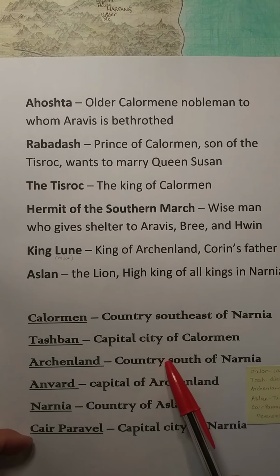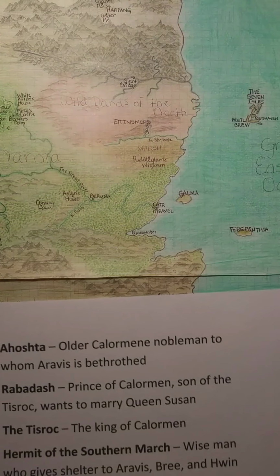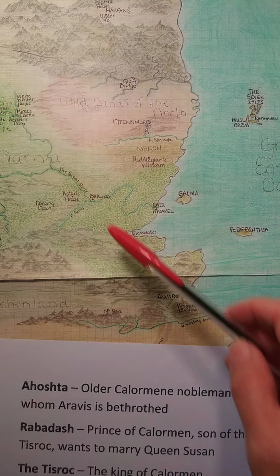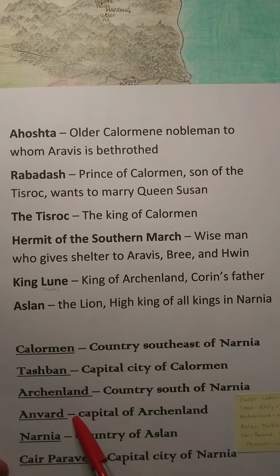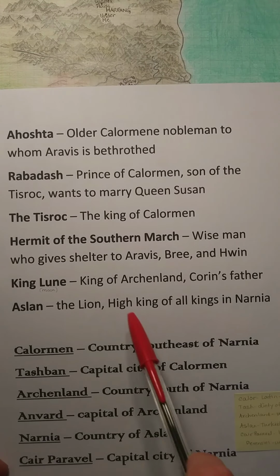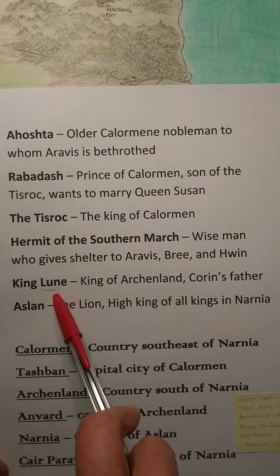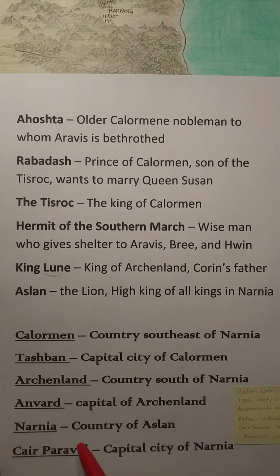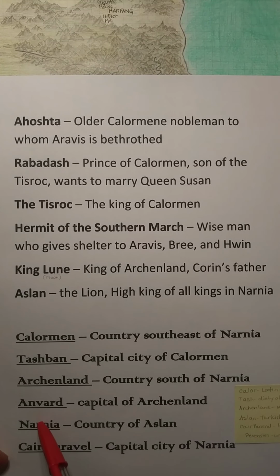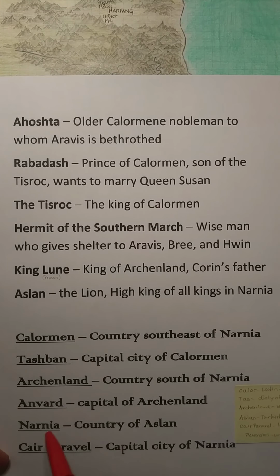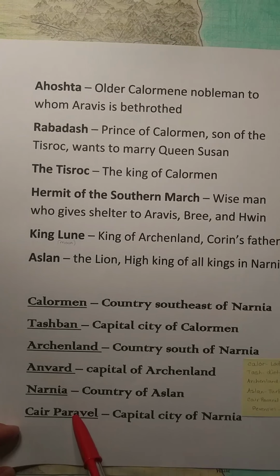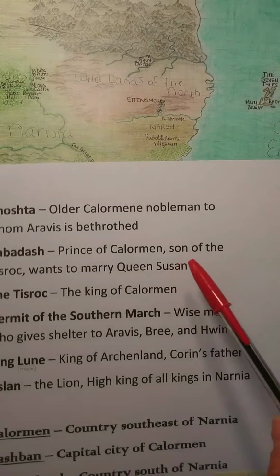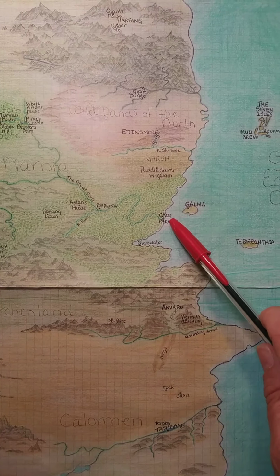And then Archenland is the country to the south of Narnia. This is Archenland, Narnia. And Archenland is where they are now. Anvard is the capital of Archenland, where the castle is, where King Lune lives. And that's where Rabidash is heading first. And you may have heard mention, Narnia, of course, the country of Aslan, and where they're heading. You may have heard mention of Cair Paravel, and that is the capital city of Narnia, where King Peter and King Edmund and Queen Susan and Queen Lucy live. And Cair Paravel is up here on the coast.